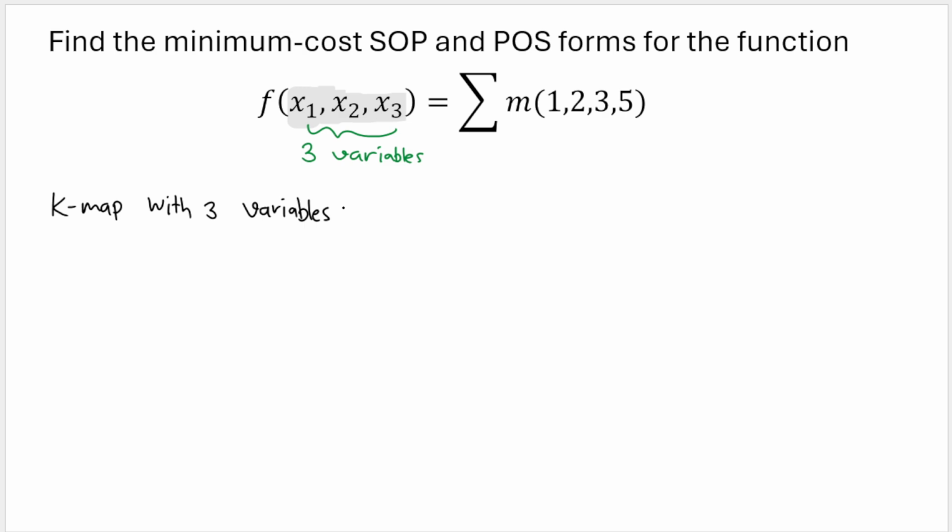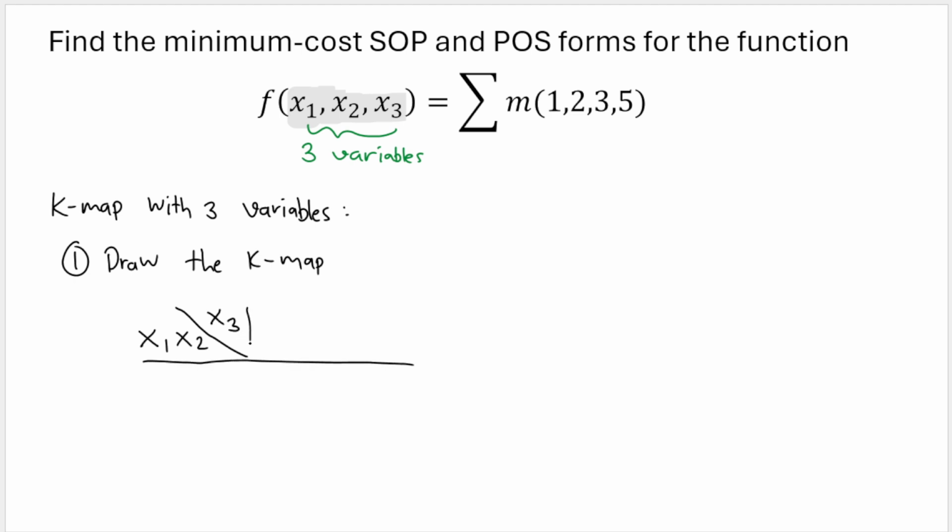Okay, and the first thing that we need to do is draw the K-map. Okay, because we have 3 variables here, x1, x2, and x3, I will have it like this, x1, and then x2 here as the column, and then I will have x3 here as the rows.